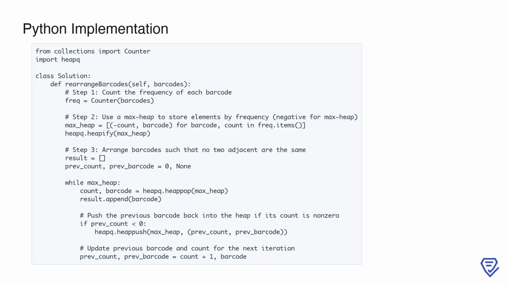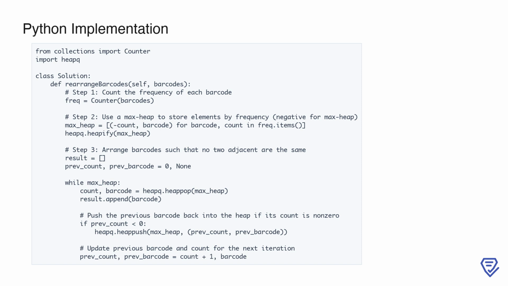To solve the distant barcodes problem, we start by importing the necessary modules: Counter from the collections library to count occurrences of barcodes, and heapq for heap operations. Inside the rearrangeBarcodes method, the first step is to count the frequency of each barcode using Counter. This gives us a dictionary where keys are the barcodes and values are their frequencies. Next, we prepare a max heap to organize the barcodes by their frequencies in descending order. Since Python's heapq is a min heap by default, we negate the frequency values to simulate a max heap. We then transform our frequency data into a heap using heapq.heapify.